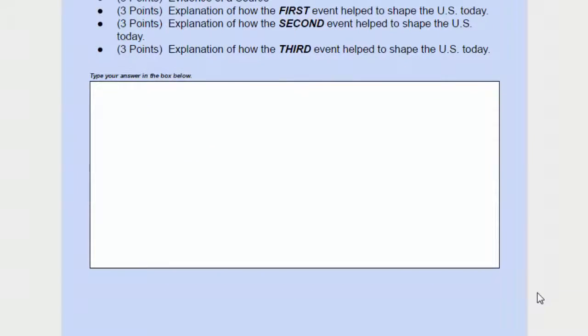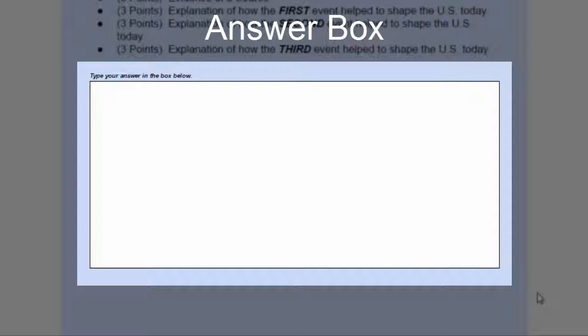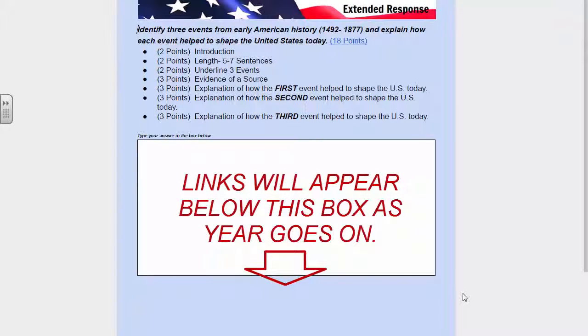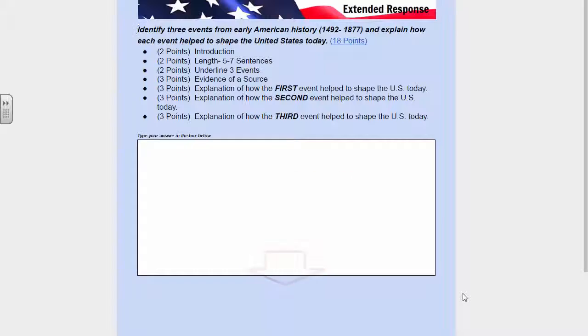Below the bulleted descriptions, there is an answer box. This is where you will type your answer. As the year goes on, below the answer box will be links to helpful resources to help you find information. Those are not included on this extended response.